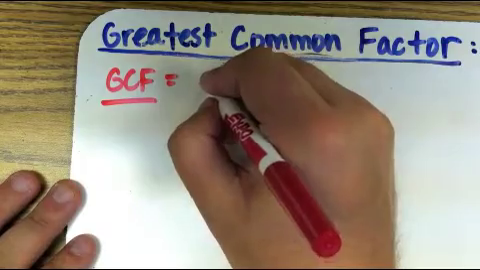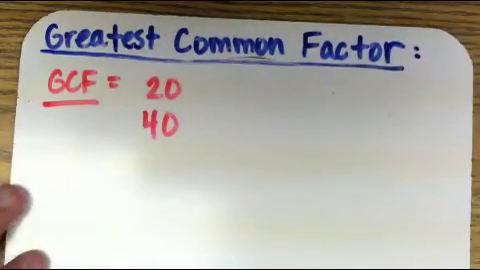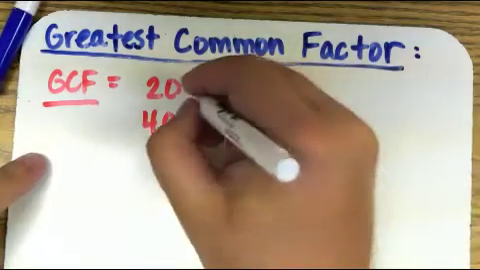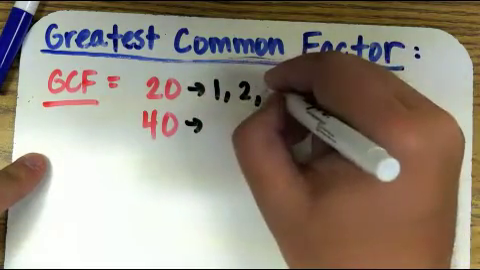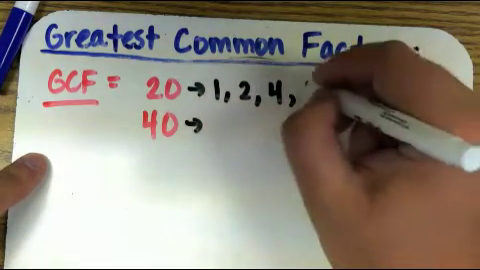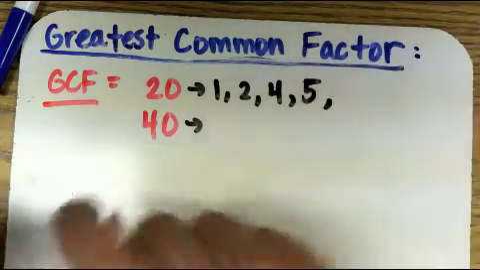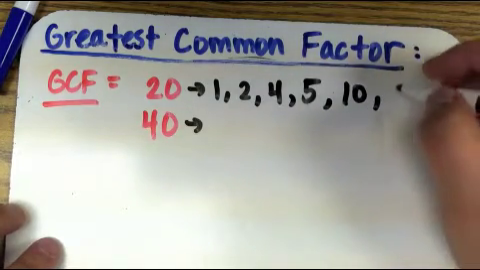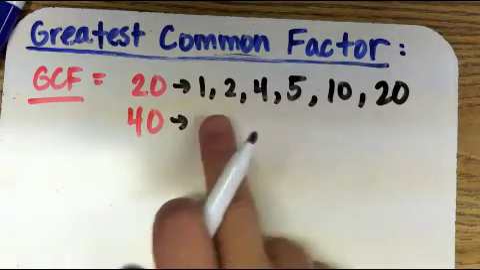of, let's say, 20 and 40. Again, a little bit higher here. So let's start listing out our factors. For 20, we've got 1, 2, 4, 5, 10, and then 20. Those are all the factors of 20.